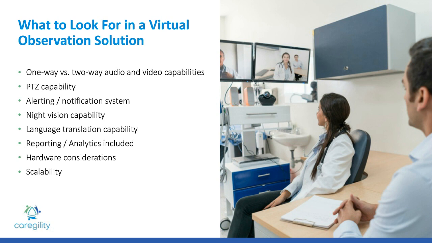Workflows: adding and discharging a patient from virtual observation. Full staff versus part staff. There are pros and cons to both of those.